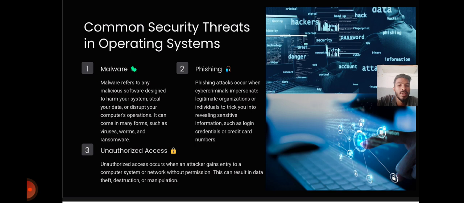Unauthorized access. Unauthorized access occurs when an attacker gains entry to a computer system or a network without permission. This can result in data theft and manipulation.